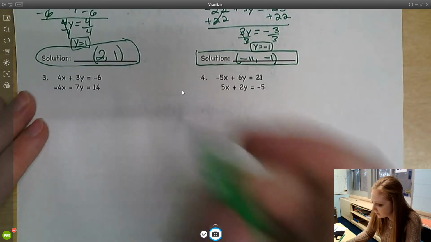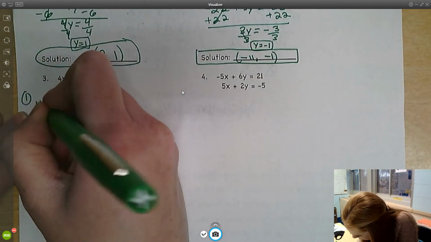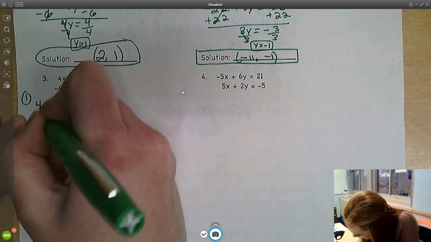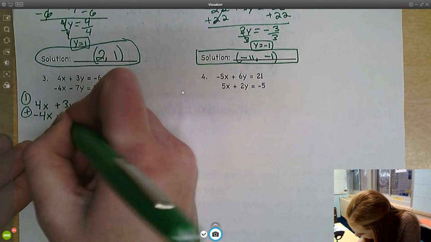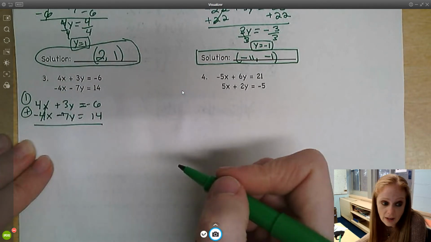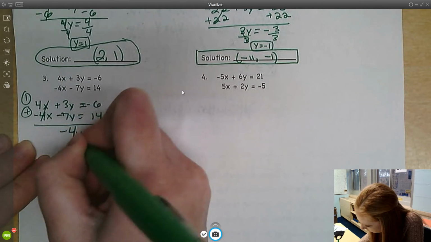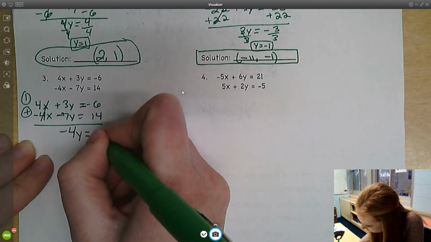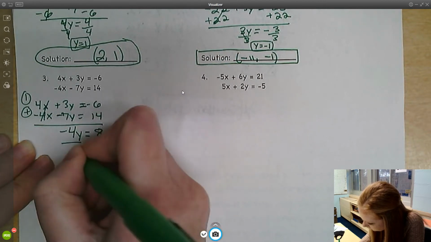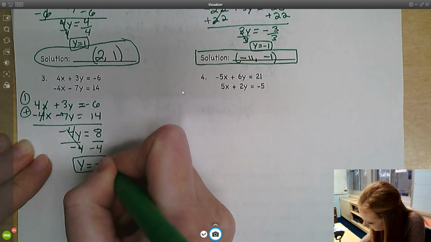Okay, let's look at number 3. So again, let's look for our first step. We're going to look for a pair that will cancel when we add the equations together. All right, so when we add these equations together, our x's are going to cancel this time. So this time we're finding y first. 3y minus 7y is negative 4y. Negative 6 plus 14 is going to give us 8. Divide both sides by negative 4. And we get that y is negative 2.